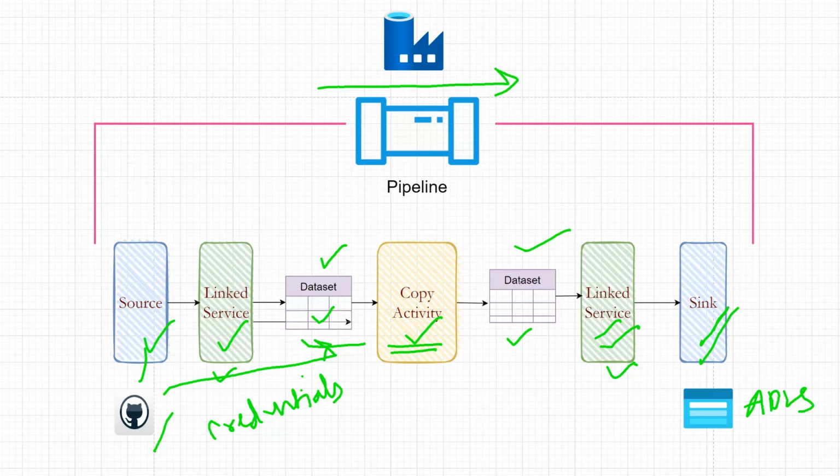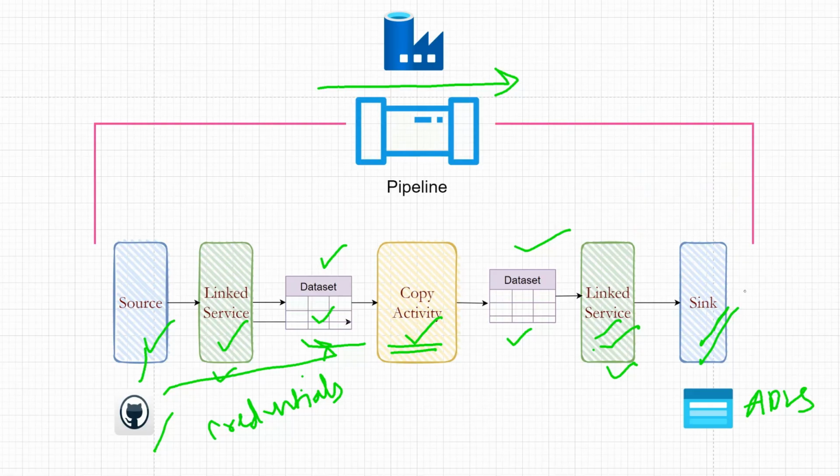Now this dataset at the sink is responsible for performing the activities which are related to the sink. The first one was responsible for the source, and now this one is responsible for the sink. The same goes for the linked service also. The linked service on the sink side will establish the connection between the Azure Data Factory and your destination data source.